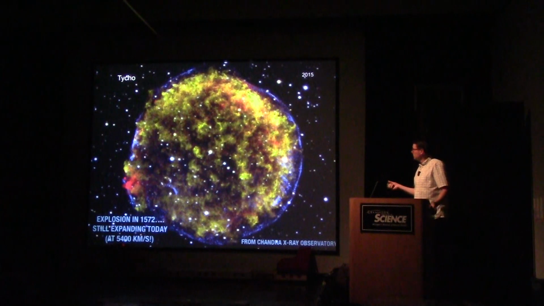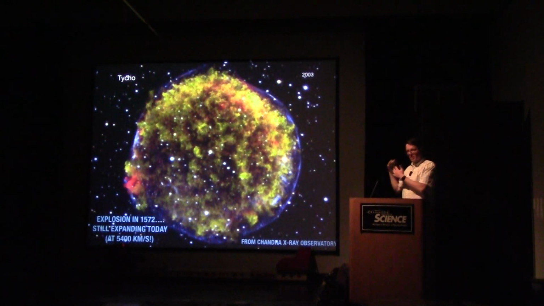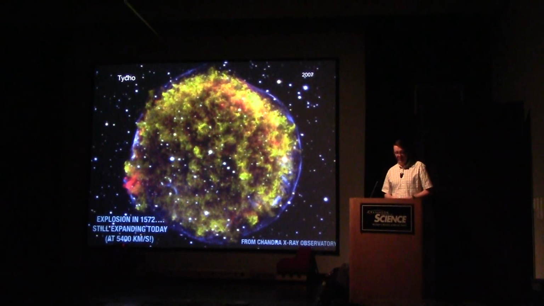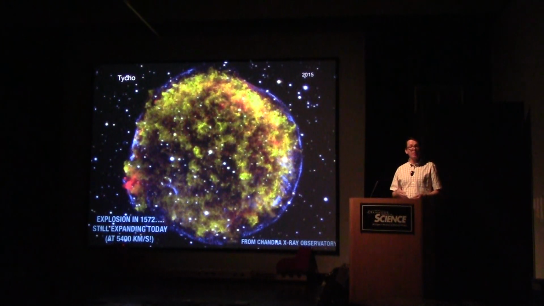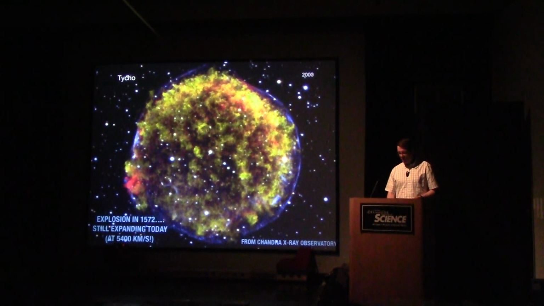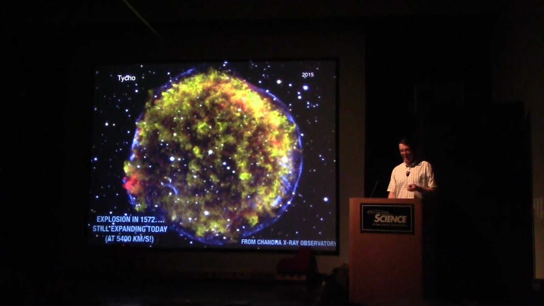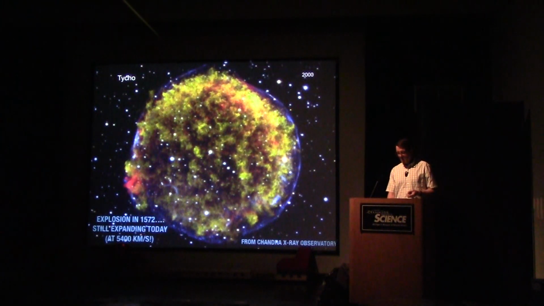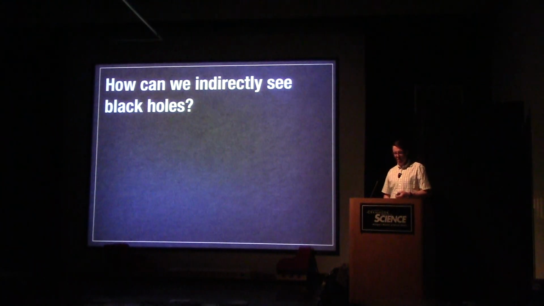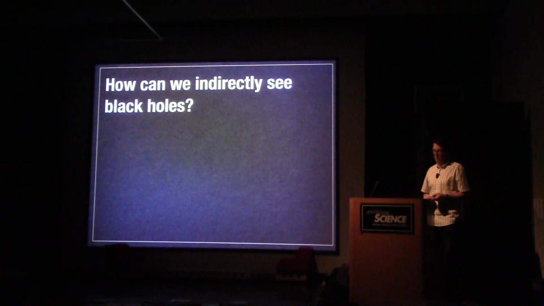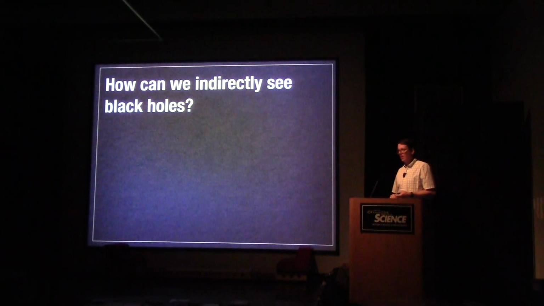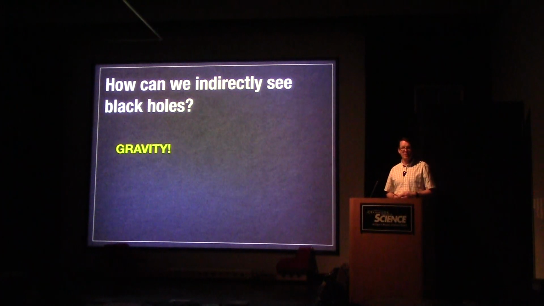So these explosions can end up forming black holes. But how do we go about seeing a black hole? Well, we've heard a lot recently about the direct way of seeing a black hole, and I'll mention that in a few minutes. But most of my talk is going to be focused on how we can indirectly see black holes. And John Michell in 1783 told us the answer is just gravity.